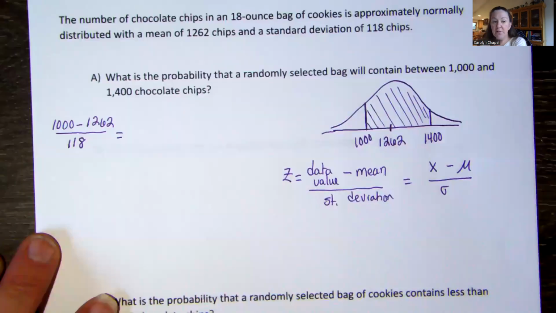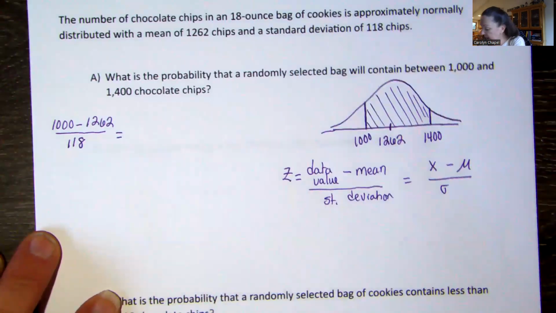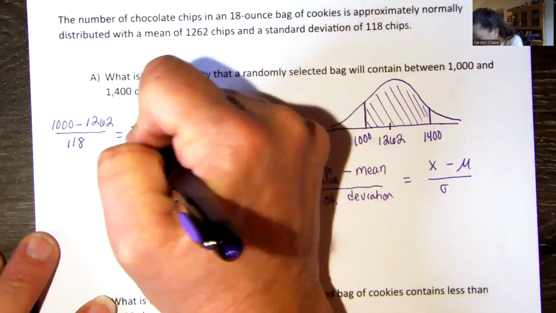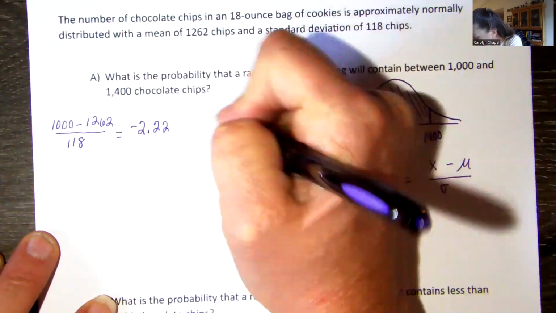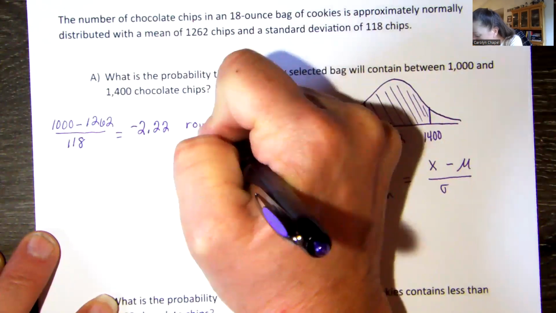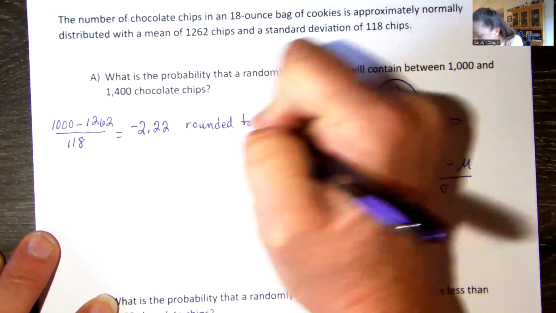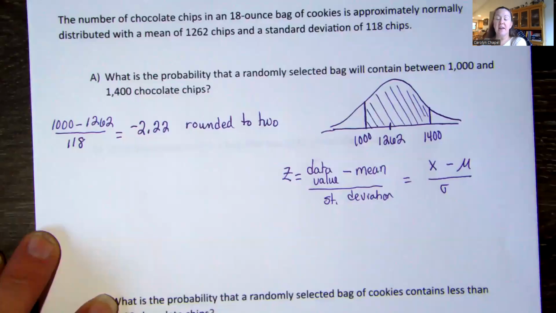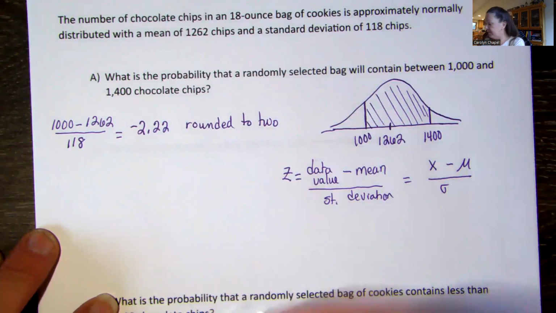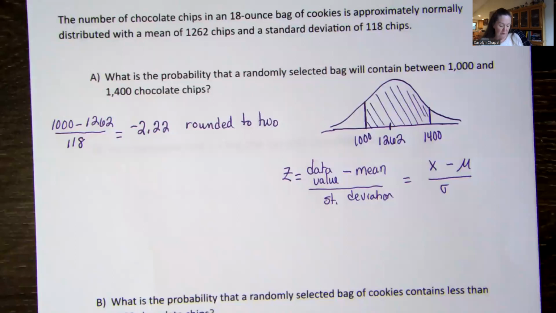And then I am going to round this to 2 decimals. The reason I round to 2 decimals is because our standard normal table has 2 decimal places. If I were working with something that had more decimal places, I would go further than just the negative 2.22.